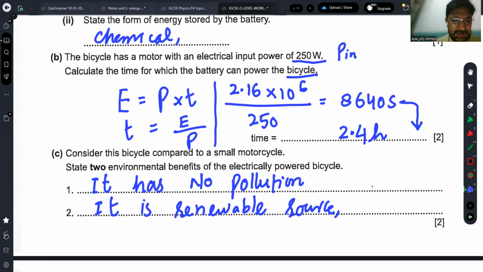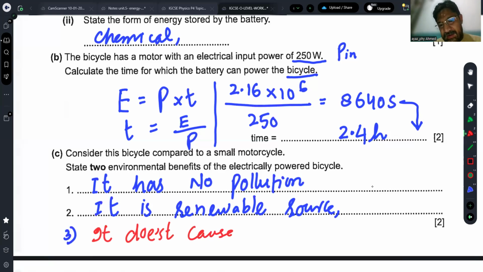And third advantage, which I am going to write as an additional one, is that it does not cause heating, right? It does not cause heat in the surrounding, heat to the environment, you can say. Okay, so in this way, you can write any two of these advantages.